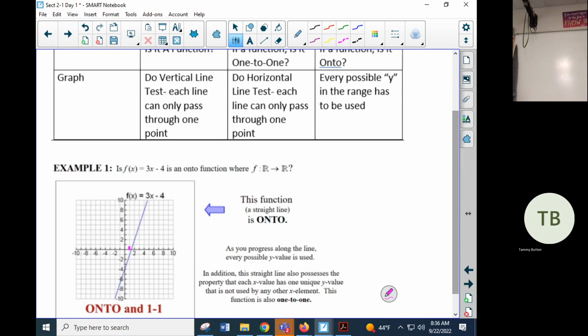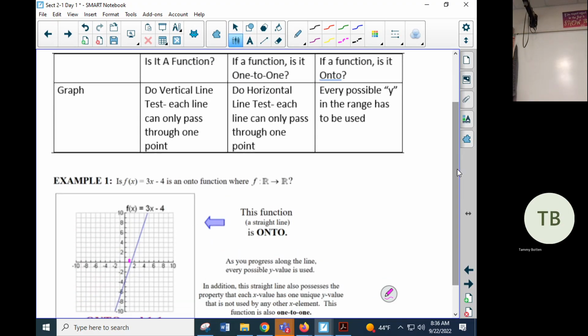Then this specific question asks us if it's onto, but let's just talk about one-to-one also. For one-to-one, you have to do a horizontal line test and see if it only passes through one point each time. So what you're going to envision here is if you drew horizontal lines, does it only pass through once? Yes, it does. So it's one-to-one.